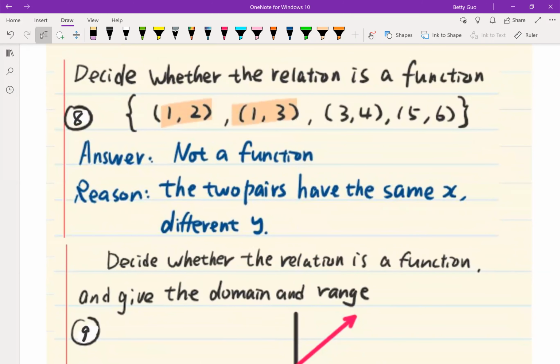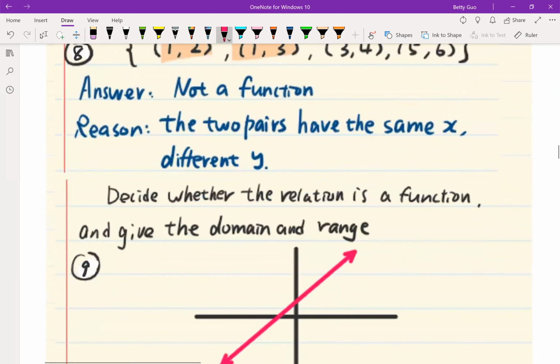Number 8, decide whether the relation is a function. A relation is a set of ordered pairs. This is a relation, however, it is not a function. Why? Because look at those 2 pairs: they have the same x, different y. In order to be a function, for each x you can only have 1 y. But in this relation, for x equals 1, you have 2 different y's. That disqualifies the relation from being a function. It's not a function. Does that make sense?